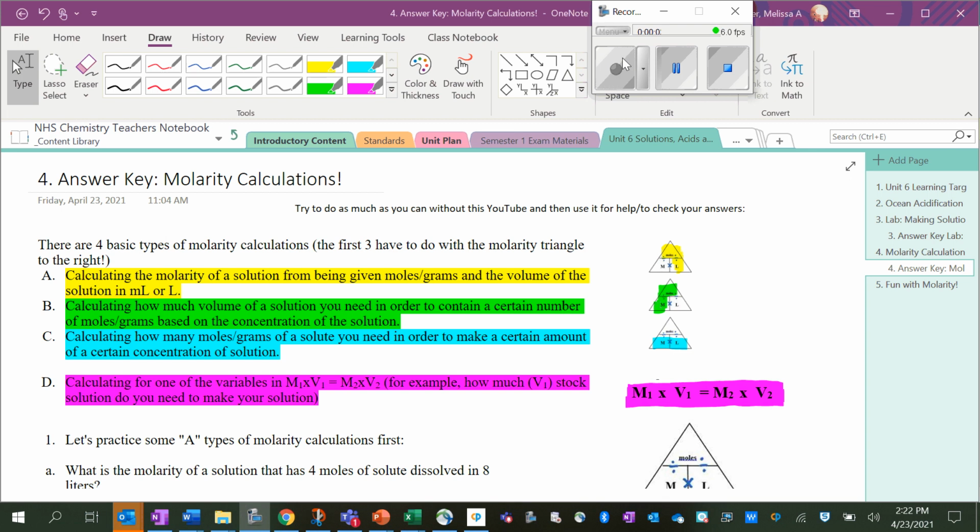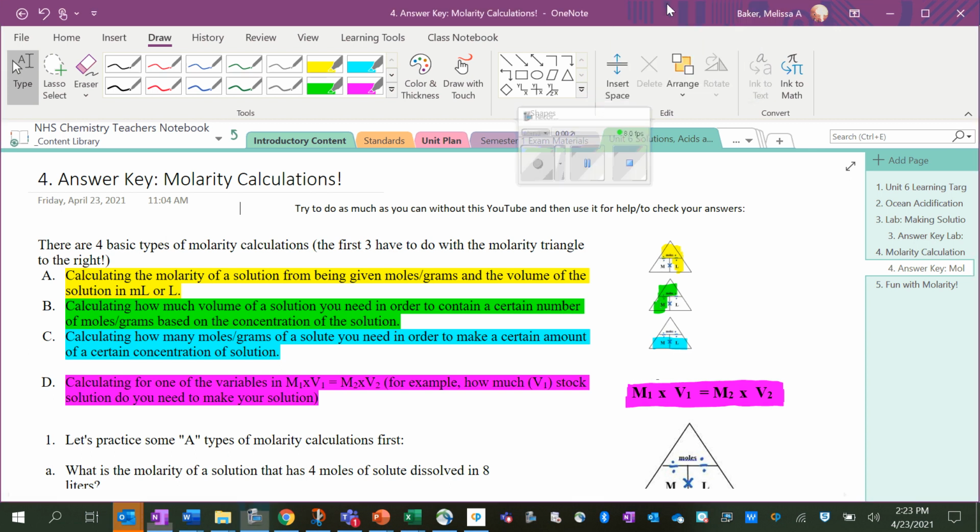All right, let's talk about how to do some molarity calculations. So first, there's four basic types of molarity calculations. There's the basic one where you need to calculate the molarity, and they either give you the moles or the grams and expect you to calculate moles, and they give you the volume. Sometimes it's in milliliters, sometimes it's in liters. So you may need to divide by 1,000 to convert from milliliters to liters.